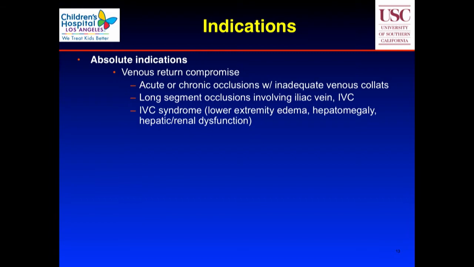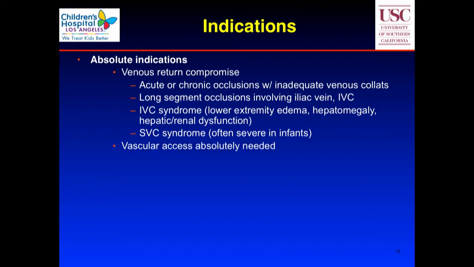You see IVC syndrome, where the lower extremity loses the flow back into the heart, and they tend to have liver swells up, the legs swell up, the kidneys don't work as well because blood can't get back into the body, into the heart. SVC often seen in infants. Vascular access, or when vascular access is absolutely needed. Again, in kids with short gut syndrome is one of the big ones.